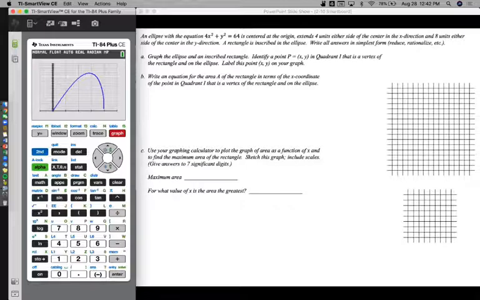We're going to sketch this curve, but I'm also going to find that maximum point because the other question in part C asks us to find the maximum area of a rectangle. So I'm going to do that first before I go over and actually start writing on the notes again. So to find the maximum, we are going to hit second trace to get to calculate.